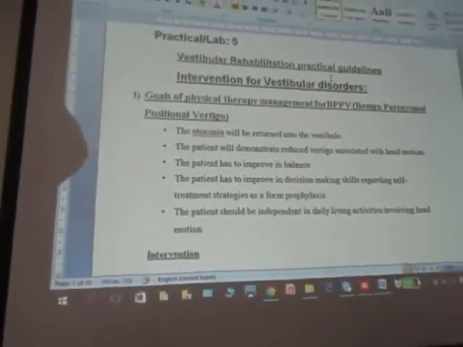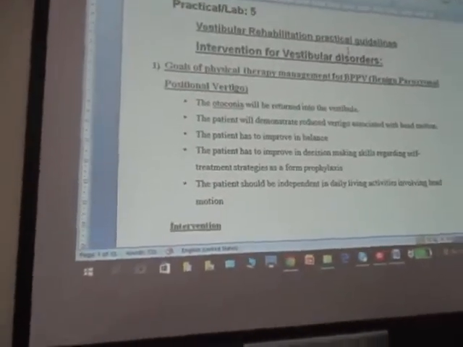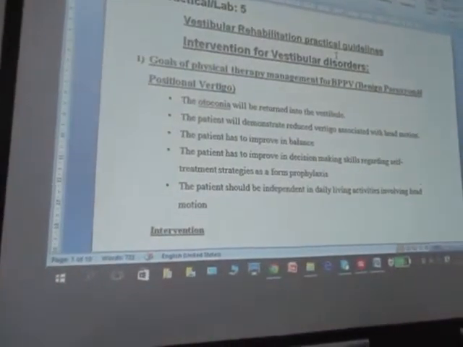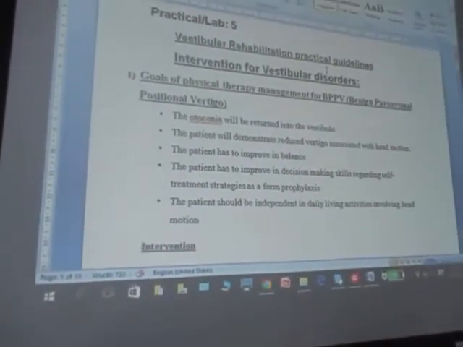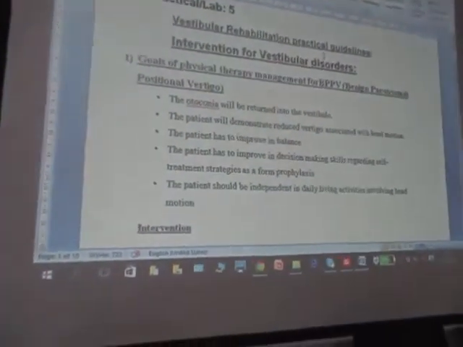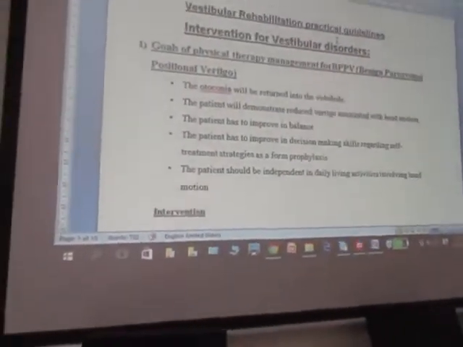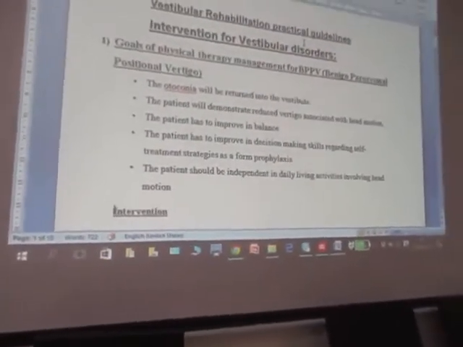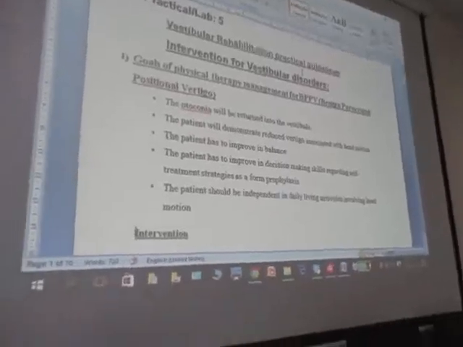So this is about assessment. Next we will go for treatment, management. The otoconia will be returned into the vestibule. There are some particles which you have to get again into the original position. Because they came outside, you feel all this disturbance. So the otoconia will be returned into the vestibule.